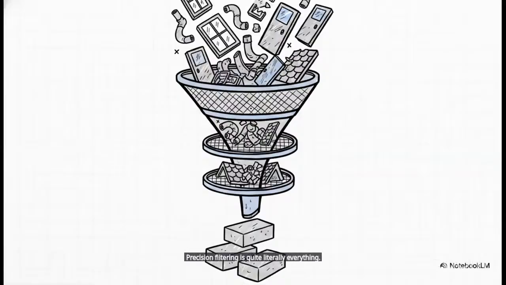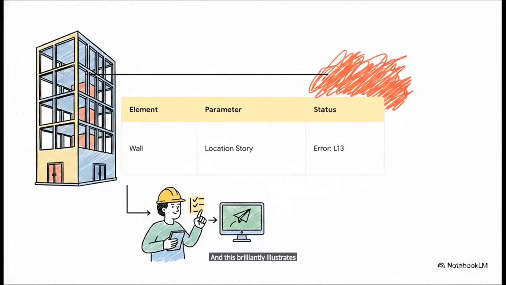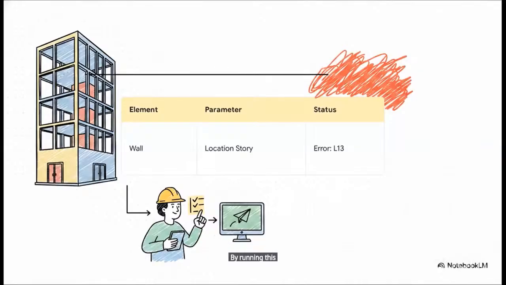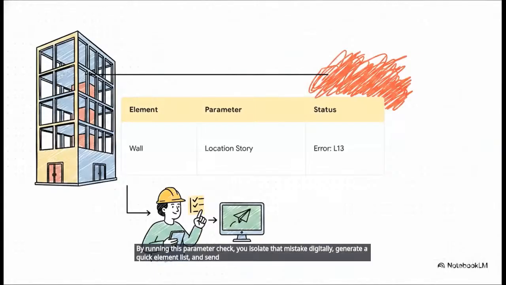And this brilliantly illustrates what happens when we group these elements by specific parameters. Let's say you group all your walls by a parameter called location story. Suddenly, boom, you spot a glaring error. A wall that physically belongs on a lower floor has accidentally been assigned to level 13. By running this parameter check, you isolate that mistake digitally, generate a quick element list, and send it straight back to the designer to fix before anyone lays a single physical brick.